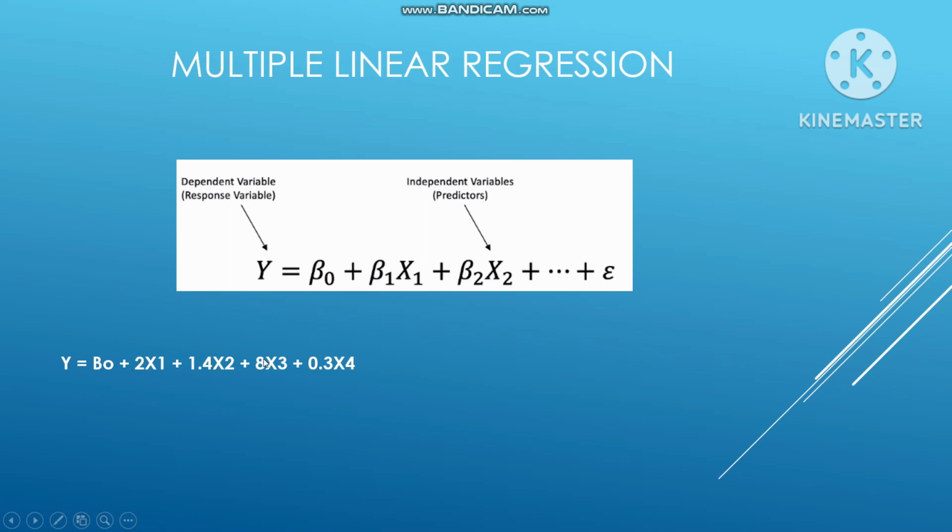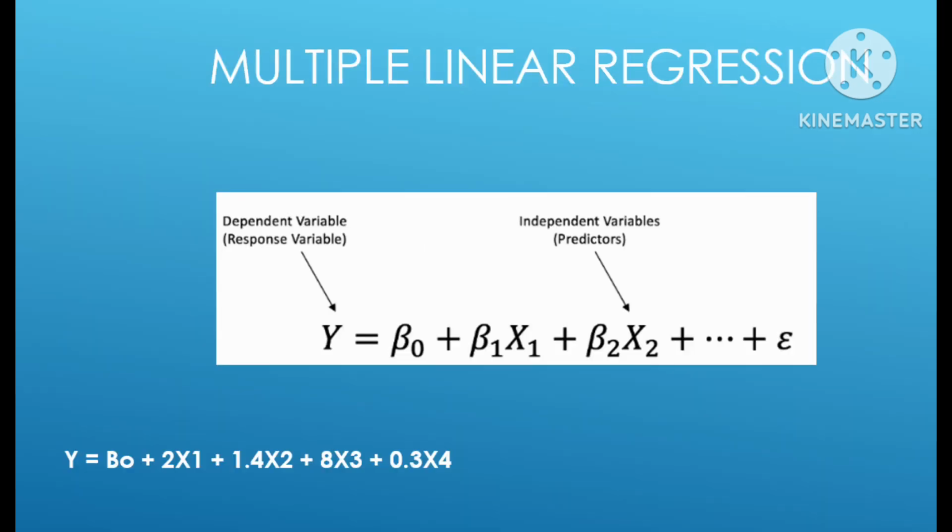So suppose x1 represents, in our example, the number of customers, and x2 represents the profit. Like that we can have n number of factors, so the formula will change accordingly.